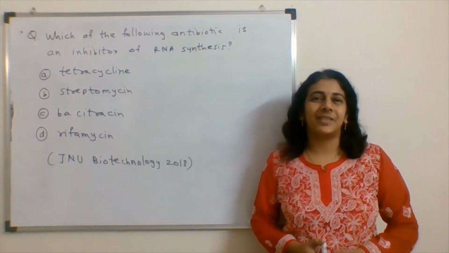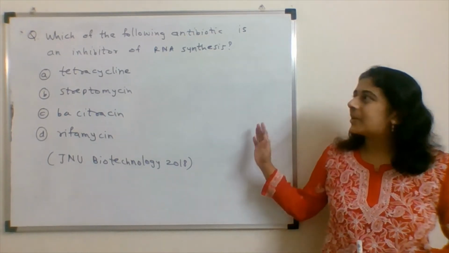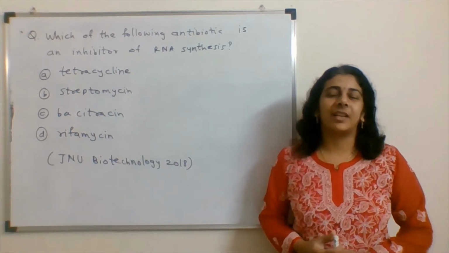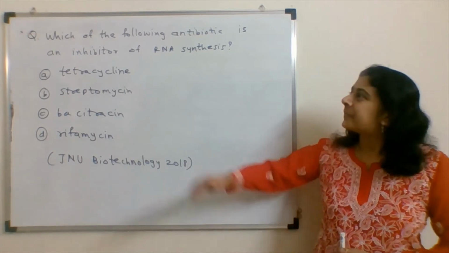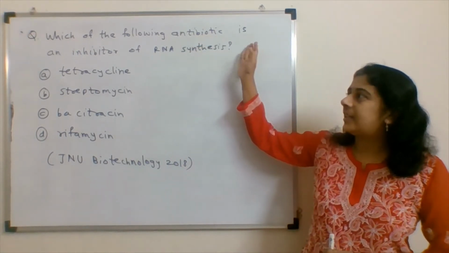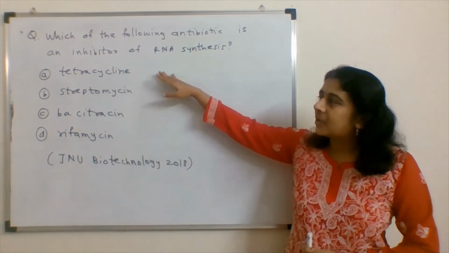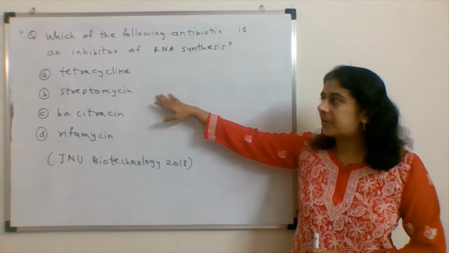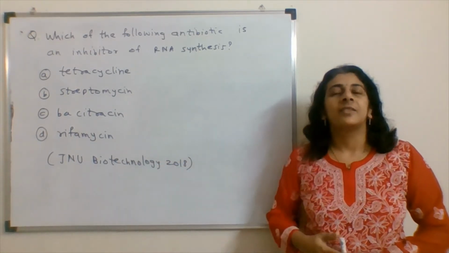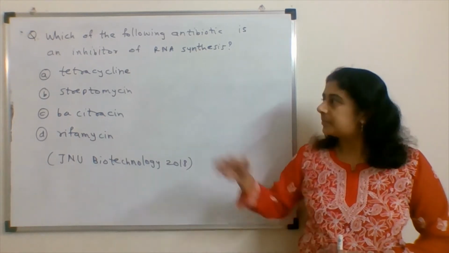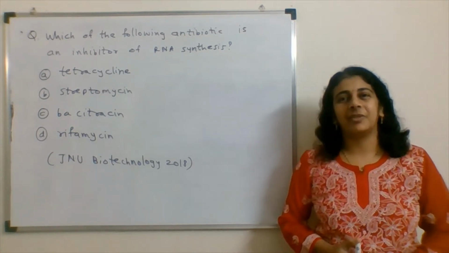Here we solve questions from MSc entrance examinations. The question for today's video is from JNU entrance for biotechnology 2018. Which of the following antibiotic is an inhibitor of RNA synthesis? The options are tetracycline, streptomycin, bacitracin or rifamycin. So we will see the mode of action of these antibiotics and find the answer for the question.